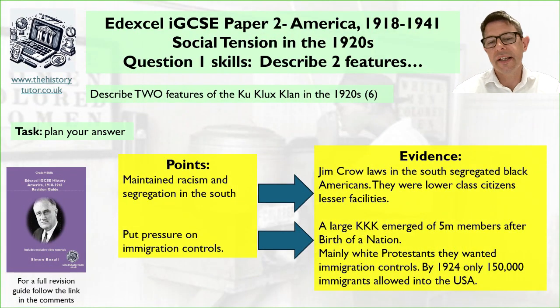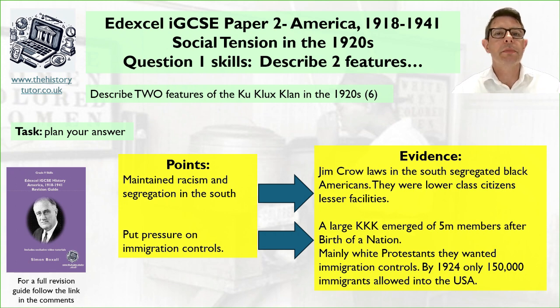Okay, so here are my ideas. So one point you can make is that the KKK maintained racism and segregation in the South. They supported the Jim Crow laws in the South by threatening Black Americans and ensuring they weren't voting. Of course, there was lots of lynching and threats as well. This meant that the Black Americans stayed as lower class citizens, lower pay, without any voting rights.